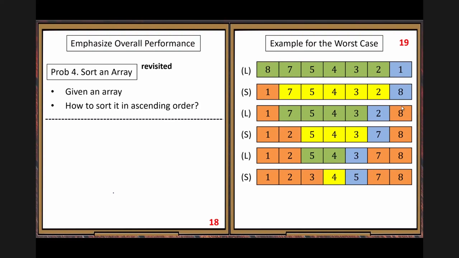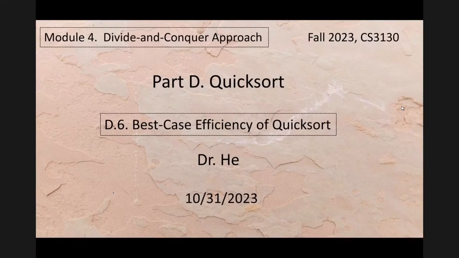All right, so in this example, sometimes you get an S case, sometimes you get an L case. So that could occur, all worst case, okay? But that's enough for the worst case. Now let's look at the best case efficiency.